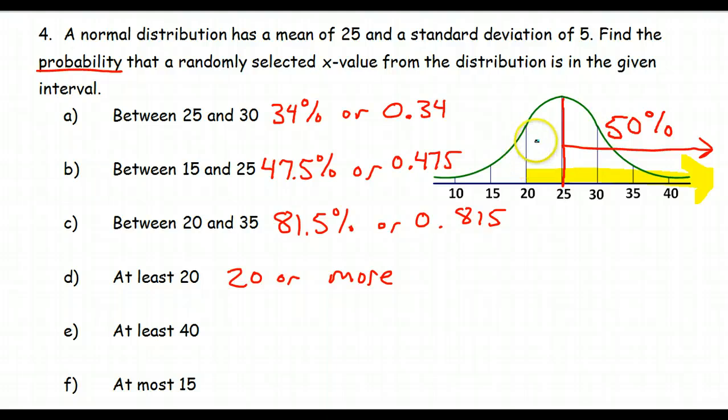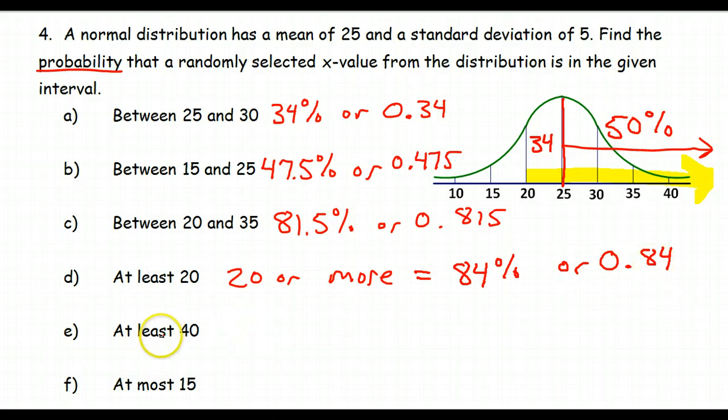So if I just take that 50% and add in an extra 34%, that should be the entire percent. I think that's the quickest way to do it. So that's going to be 84%, or of course I could write it as a decimal, 0.84. Now, at least 40, that means 40 or more, okay? 40 to infinity.